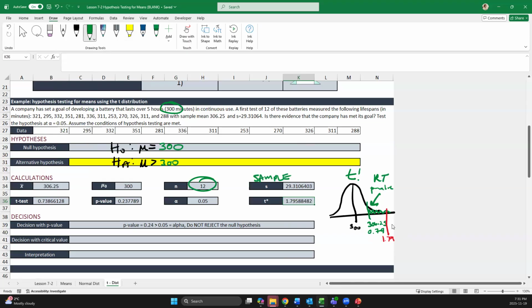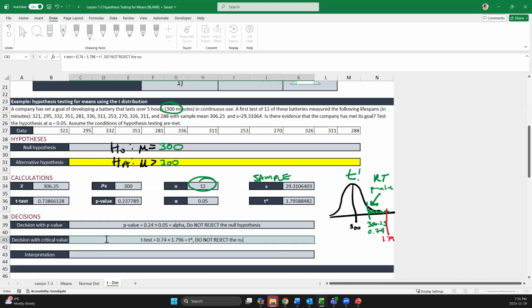What I mean by that is it's not more extreme than the point in red where you would be able to reject based on the critical value. So again, using the critical value, because the t-test ends up being less than our t-star value, that also is a reason to not reject.